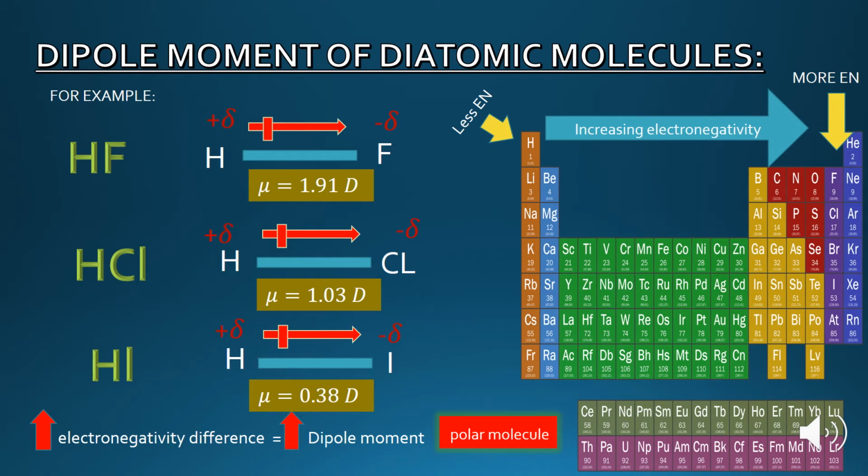When there is an electronegativity difference between two atoms, the dipole moment must have some value, and the molecule in this case must be a polar molecule. It means that polar molecules have a dipole moment, whereas non-polar molecules have a zero dipole moment.